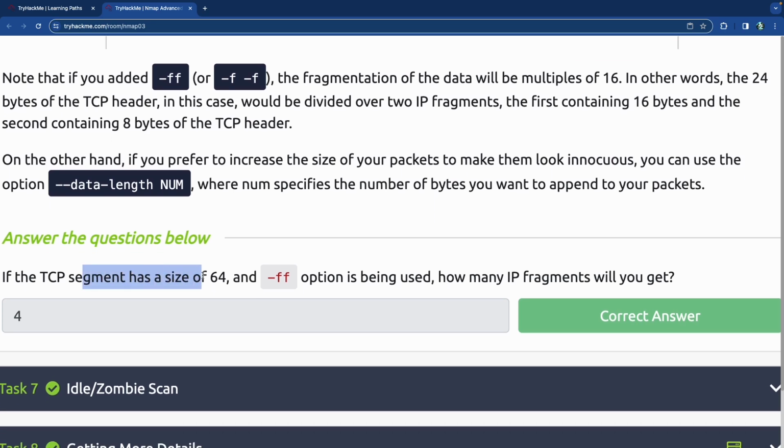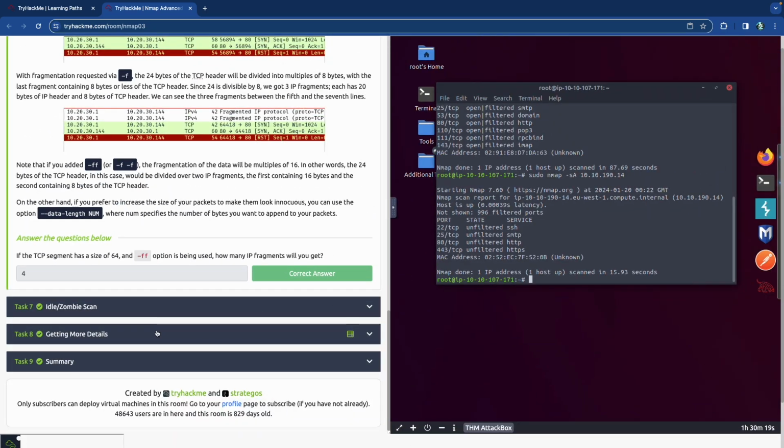If the TCP segment has a size of 64 and you used -ff, how many IP fragments would you get? It's basically 64 divided by 16, and that would end up being 4. So if you used -ff, it's being split by 16 bytes, and then you have a total of 64, so that would end up giving you 4 different packets, 4 different IP fragments.